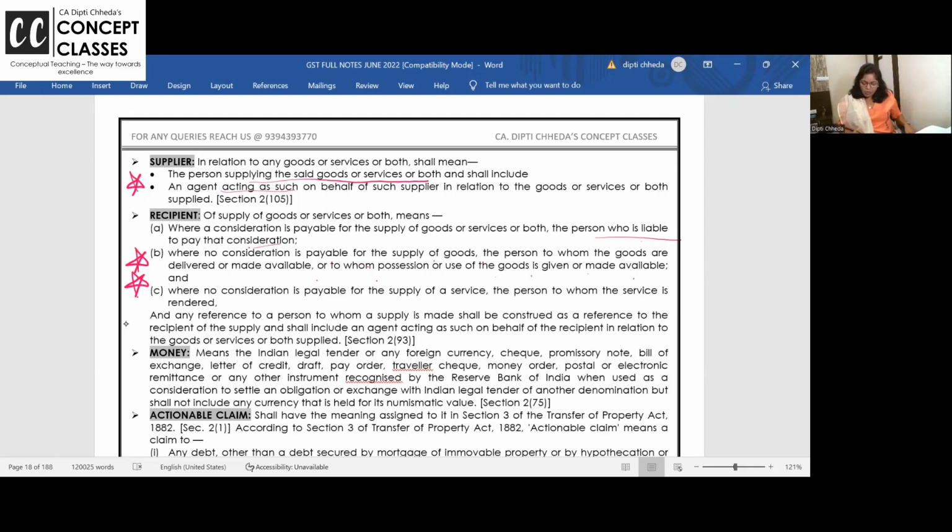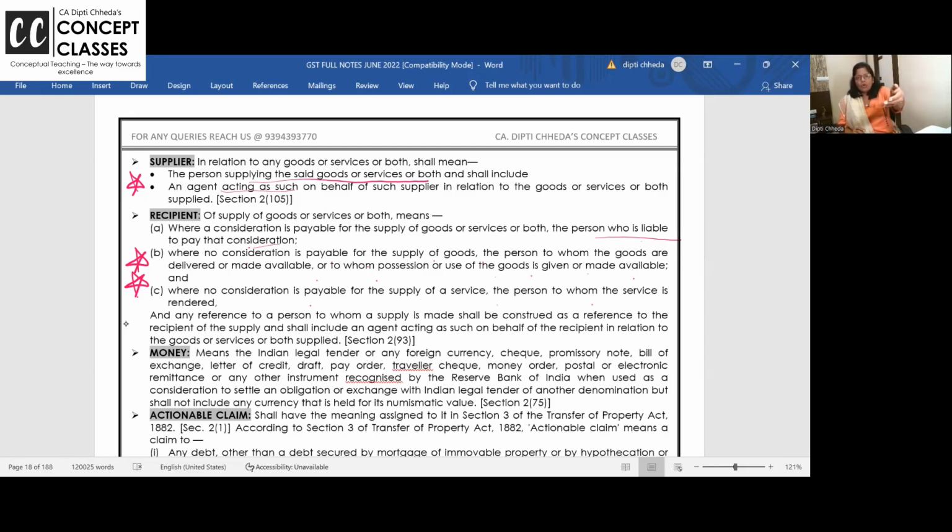Third, where no consideration is payable for supply of services, the person to whom service is rendered. I know, a little bit like law, you say Deepti ma'am, you know how to teach law along with tax. Okay, but this is important. I am only saying it because I am giving you a 5-star KitKat, feeding everyone, read it again and again.